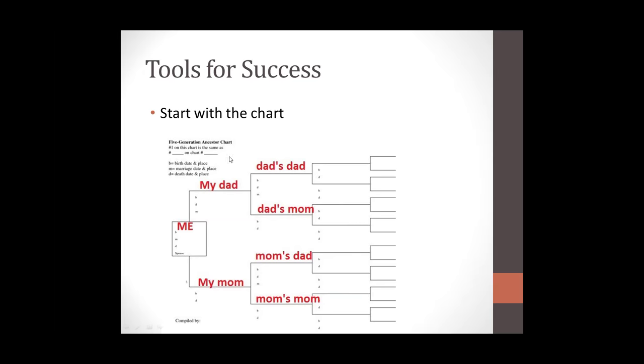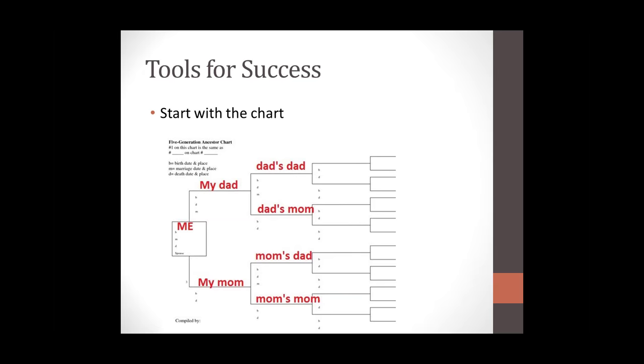There also are, if you notice up here, number one on the chart is the same as number blank on another chart. So once you get to the end of the chart of the fifth generation, if you have more information about more generations, there is a way to add on more charts and make yourself a larger and larger set of charts.